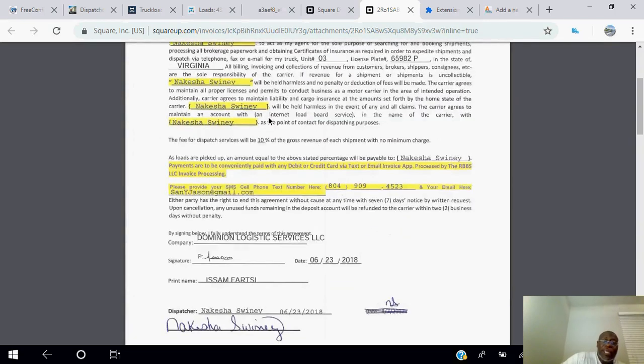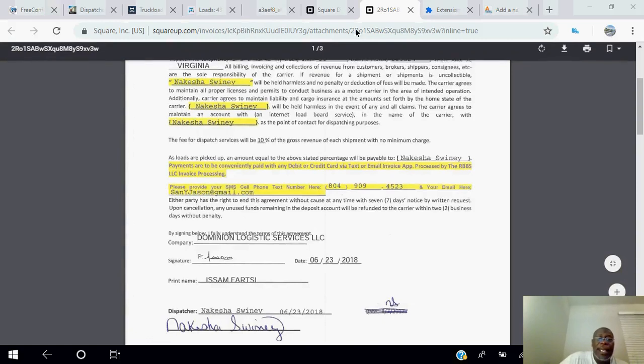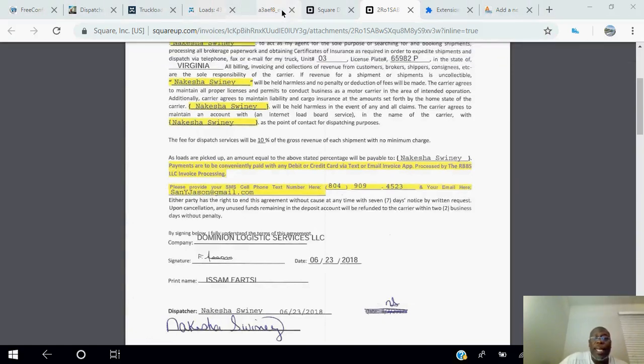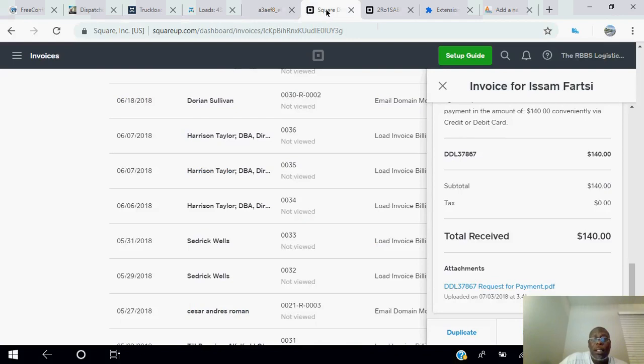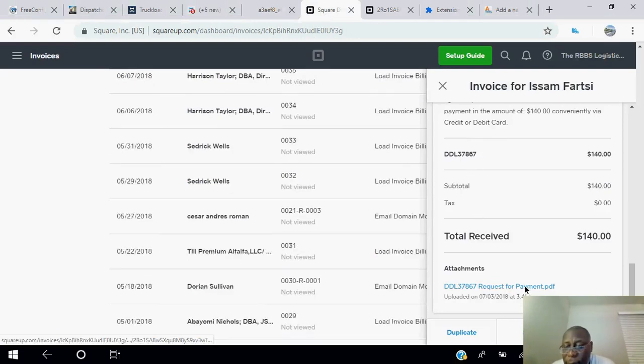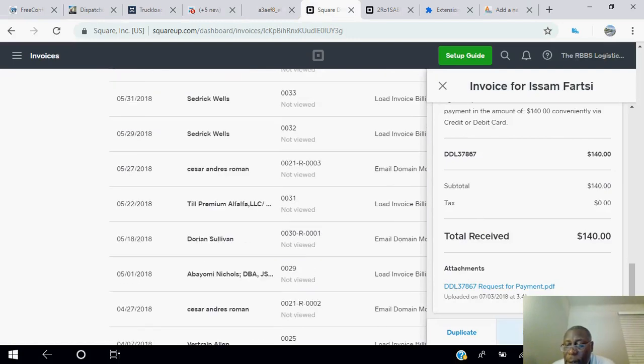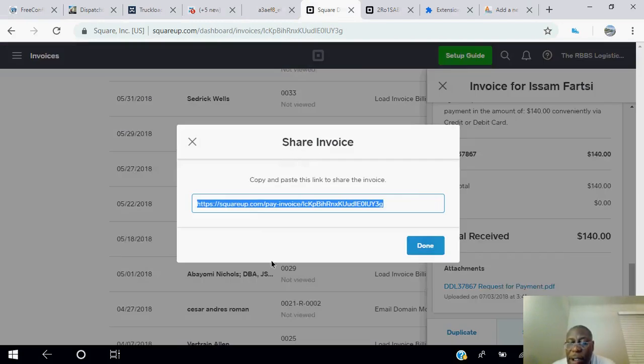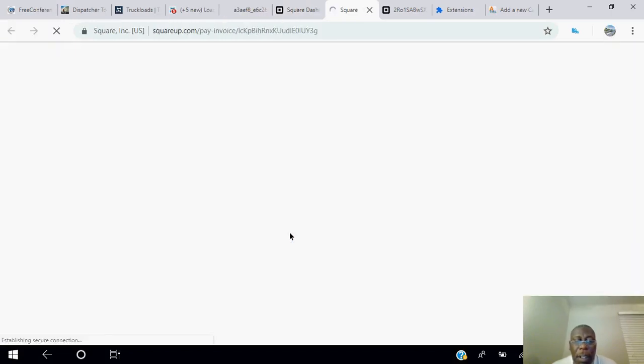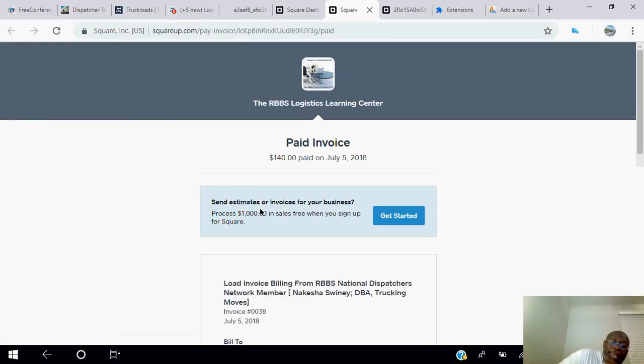But one of the things you're going to attach to the invoice when you prepare it, and of course the invoice is going to look like this. Let me share this real quick. Open this up. This is what the invoice is going to look like when you've got it done and prepared and you send it out.